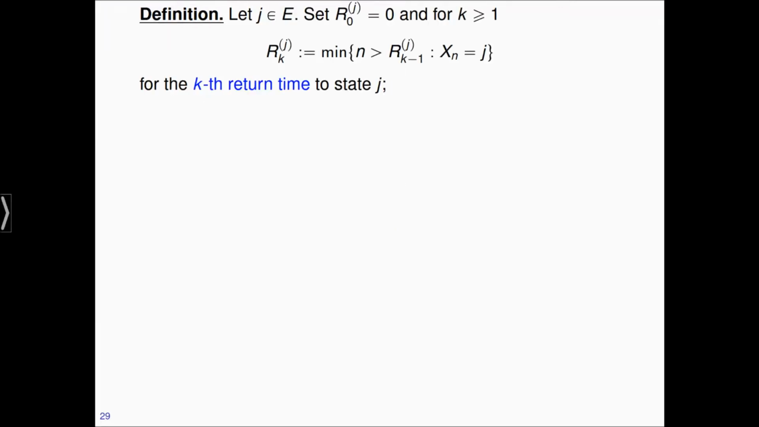I would like to start this section by defining some auxiliary concepts, and with the help of these we can formulate the definitions of the new terms that you already saw in the introduction. The first concept is the kth return time. We start with the state j. We define the 0th return time R0 as 0. And then we define the kth return time Rk as the minimum of the times after the (k-1)th return time such that Xn visits j.